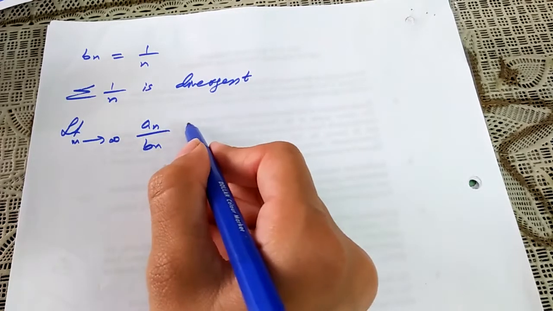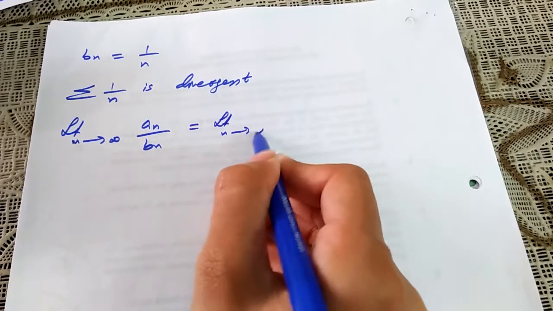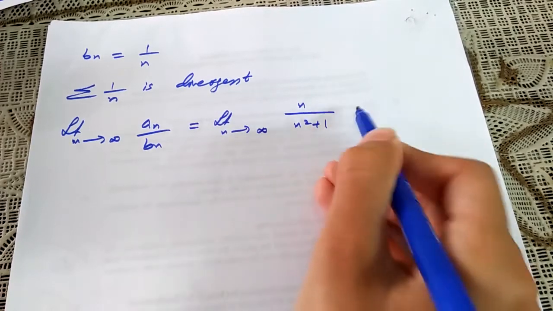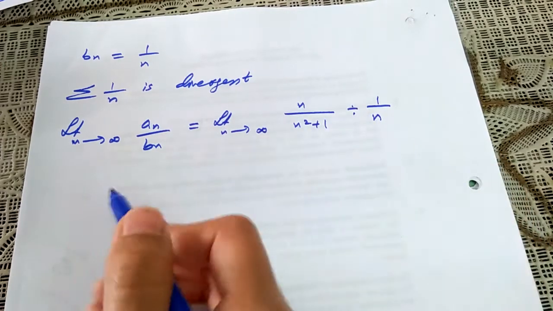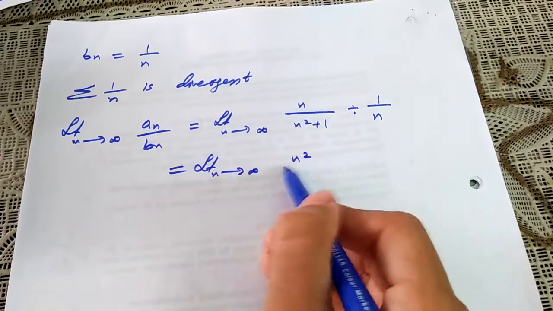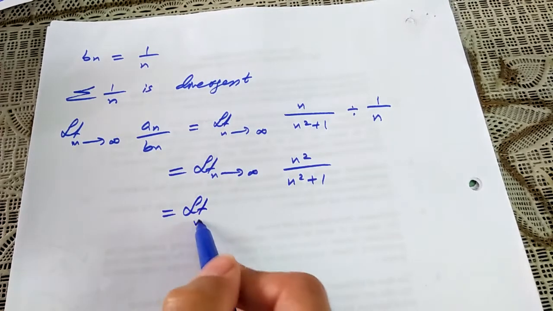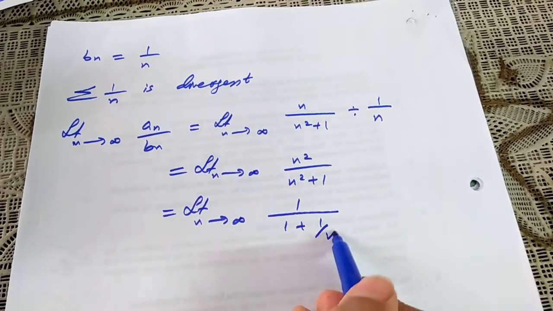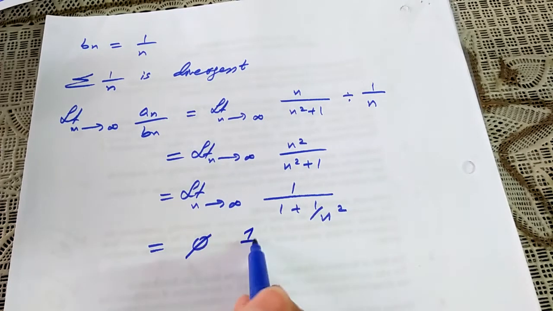Now the limit as n approaches infinity of an over bn gives the limit as n approaches infinity of (n over n square plus 1) divided by bn, and bn is 1 over n here. So this will give you the limit as n approaches infinity of n square over n square plus 1. Take n square common and cancel the terms. You will get 1 over 1 plus 1 over n square, and this will give you 1 as the answer.